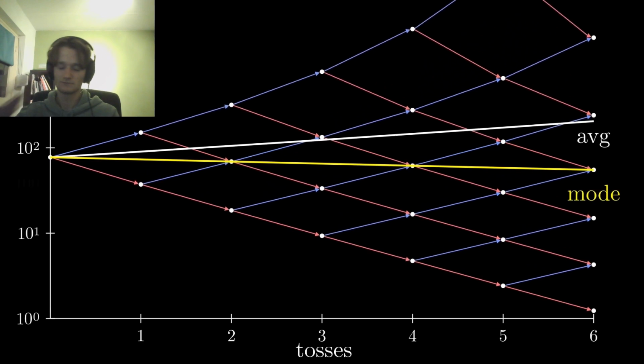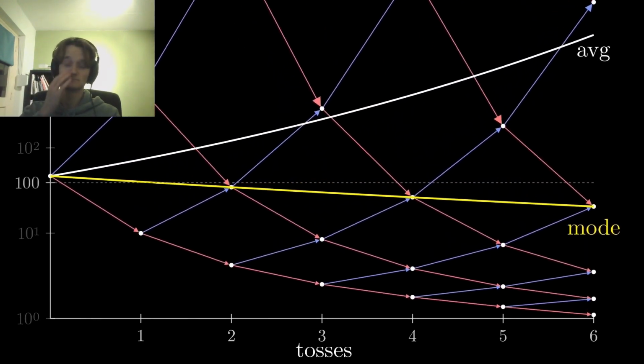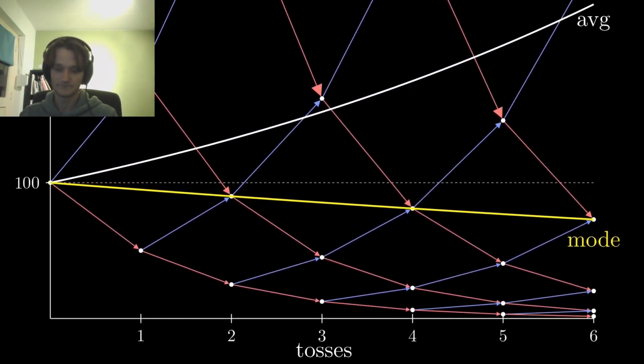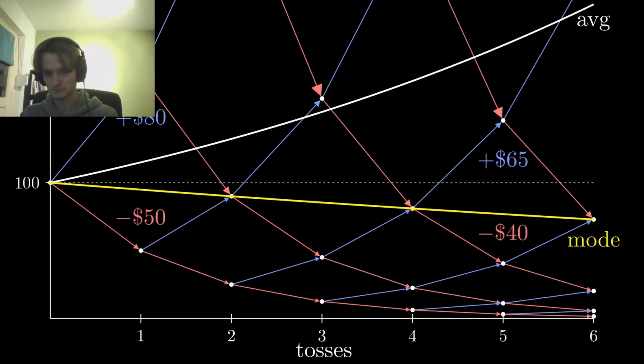Now let's exit the logarithmic view. The mode slopes downward. This is shocking since every coin flip seems favorable. Starting out, we can gain 80 or lose only 50. Here we can gain 65 or lose only 40. And here we can gain 40 or lose only 25.